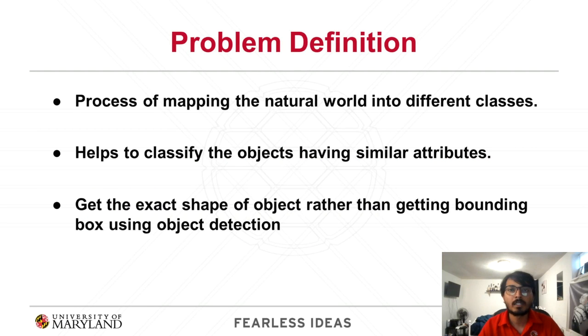So, what exactly is semantic segmentation? Basically, semantic segmentation tries to solve the problem of classification as well as detection. It tries to segment the objects into different classes which have similar attributes, and there are a lot of benefits. One benefit over object detection is that in object detection we get a bounding box around the object, but in semantic segmentation we can get a clear boundary of that object.